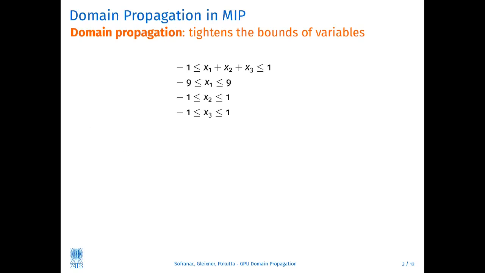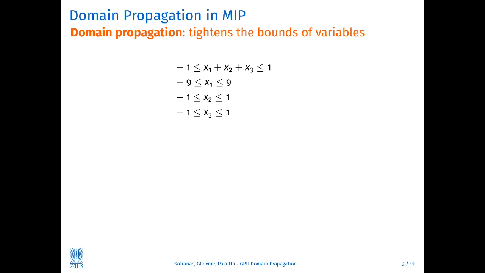Domain propagation is one of the most important supplementary techniques that MIP solvers use to speed up the solution process. The core idea of this technique is to eliminate parts of domains of each variable that cannot lead to feasible solutions of the problem. MIP solvers apply this technique to the original problem in the so-called pre-solving step, but also during the solving process at each node of the search tree. I will use this toy example you see on the slide to introduce the idea of domain propagation.